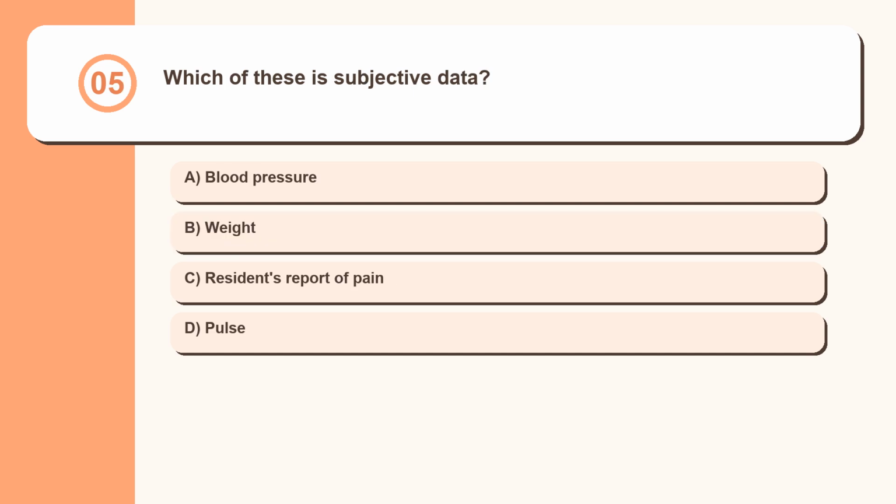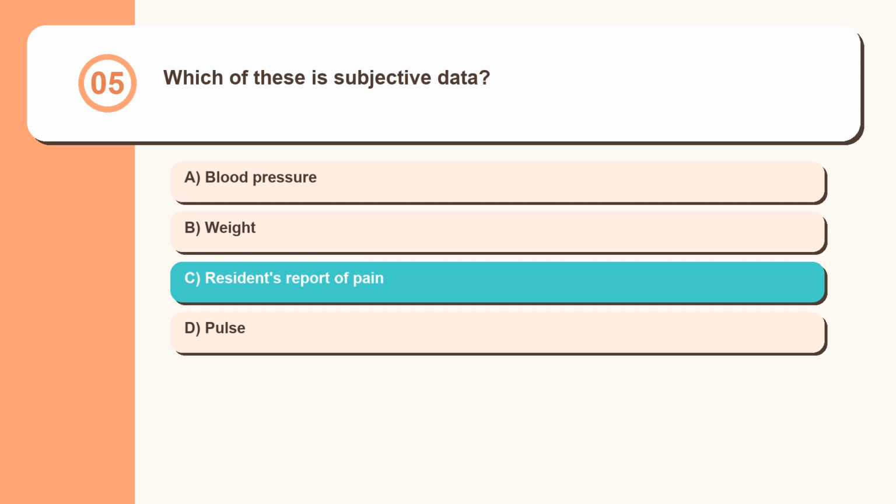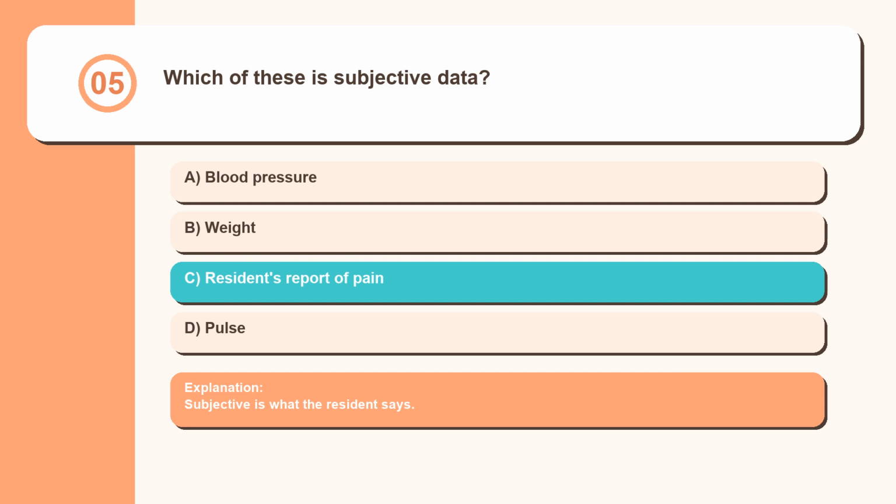Question 5. Which of these is subjective data? Blood pressure. Weight. Resident's report of pain. Pulse. Subjective is what the resident says.